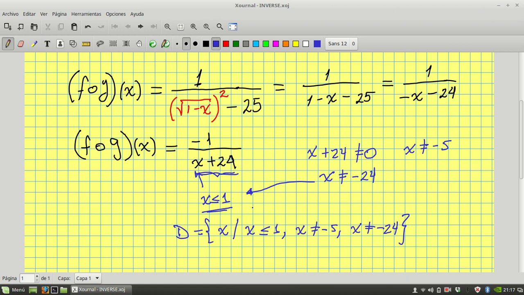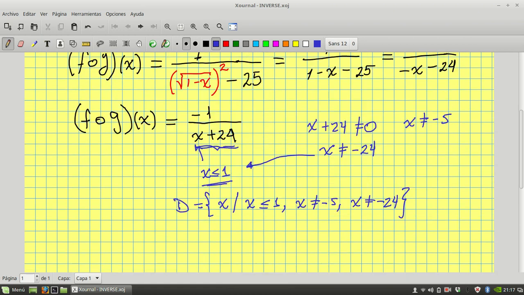Now, in another video, or in the next video, we're going to determine the inverse of this function. Okay, we're going to see the inverse of this function. So if you're interested, stay here and wait for the next video about the inverse of this function. I hope that you understand how to get the composite and how to get the domain of the composite of a function.